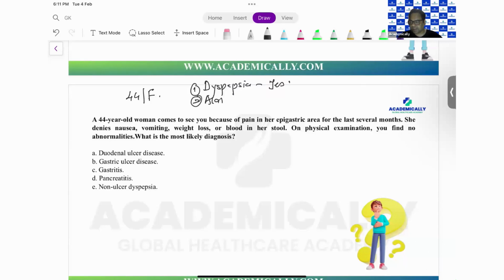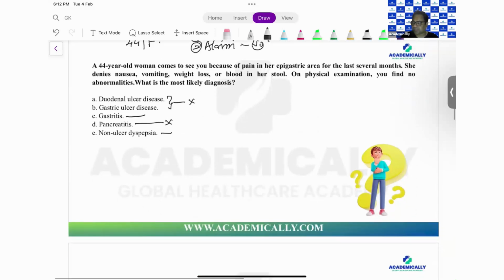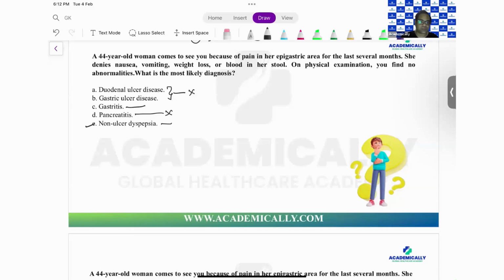Second question, are there any alarm symptoms? No. So there are no alarm symptoms, right? So since there are no alarm symptoms, I think you can rule out pancreatitis. You can rule out gastric and duodenal ulcer disease. Now the question is between gastritis and non-ulcer dyspepsia. Frankly speaking, this question is very dicey because it can be gastritis also, it can be non-ulcer dyspepsia also. But the more benign out of the two is non-ulcer dyspepsia. That is why we can think that this is non-ulcer dyspepsia.